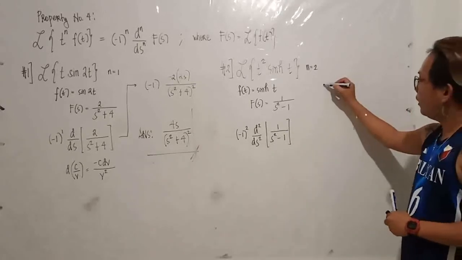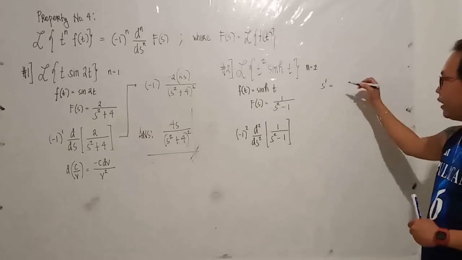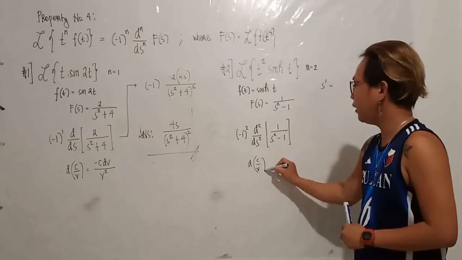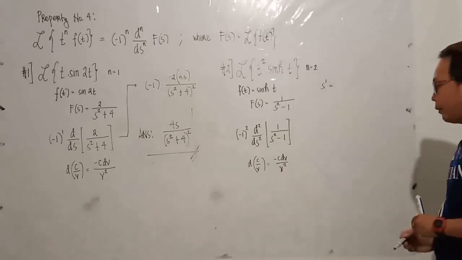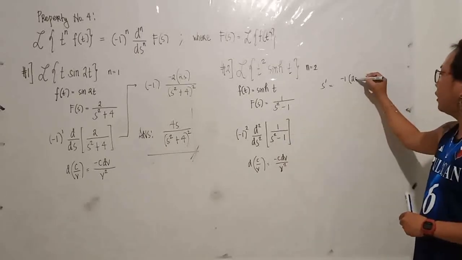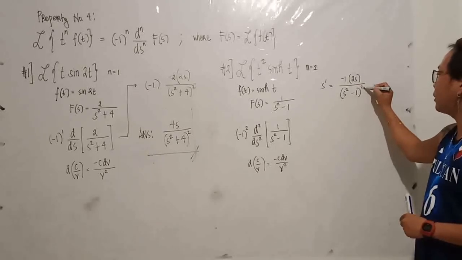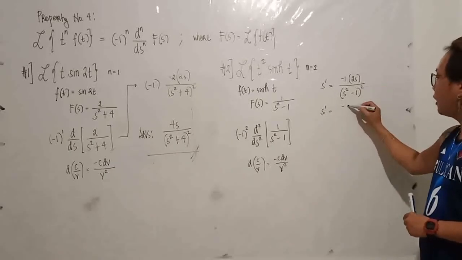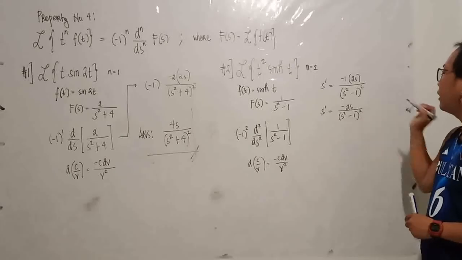First, you have to take the first derivative of F of s. Let's say that is F prime. That is the derivative of c over v again. You will have -c dv over v squared. So that is -1, then the derivative of s squared minus 1, that is 2s, over s squared minus 1 squared. Therefore, your F prime or the first derivative is negative 2s over s squared minus 1 squared.